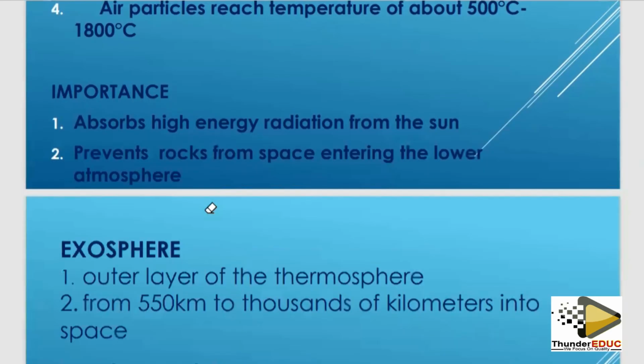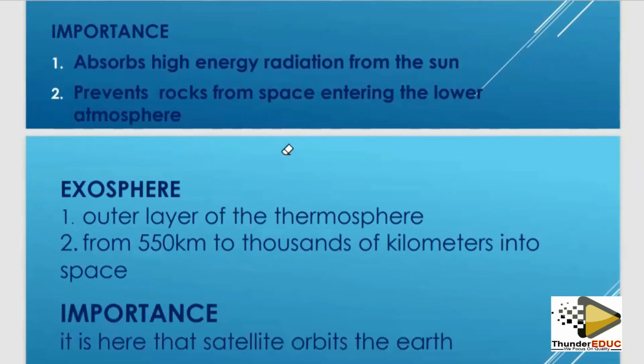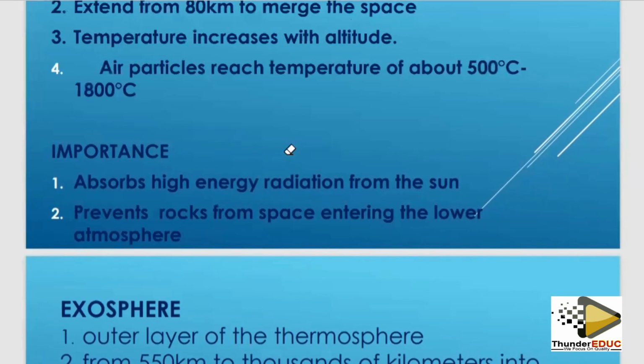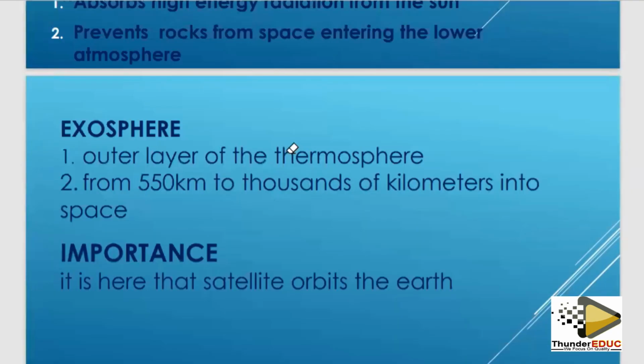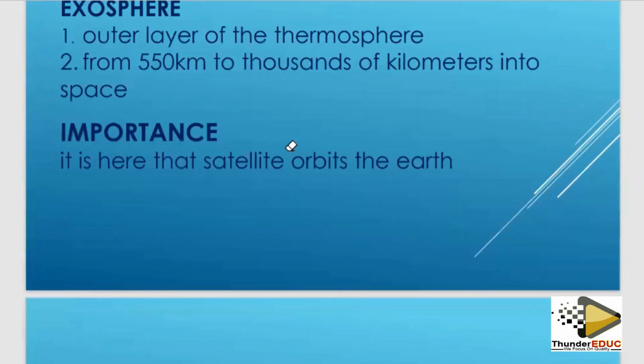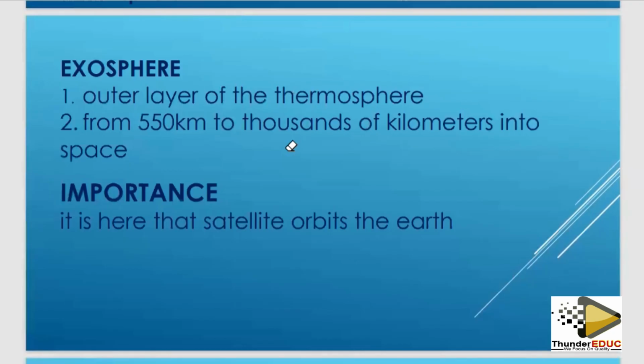And why is it important? It absorbs high energy radiation from the sun, right? We talked about atomic oxygen. That atomic oxygen within the thermosphere is responsible for absorbing some of the high radiation which comes from the sun. And also it prevents rocks from space entering the lower atmosphere, like what we mentioned in the mesosphere.